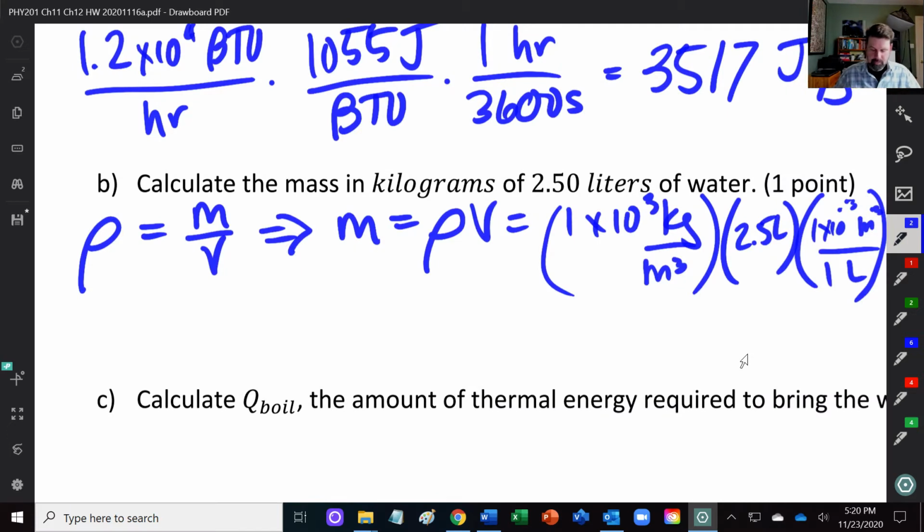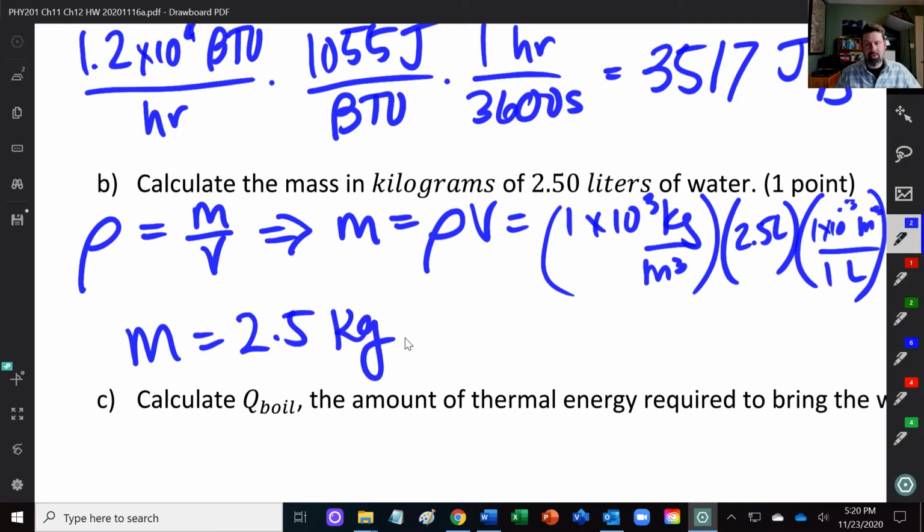Okay. So what we find is that the mass is 2.5 kilograms. 2.5 liters of water has a mass of 2.5 kilograms. You can just remember that. You can just remember 1 liter of water has a mass of 1 kilogram. That's assuming the temperature is 4 degrees Celsius. But it's close even if it's not. So don't worry about it. We're told it's 20 degrees. It's close enough.